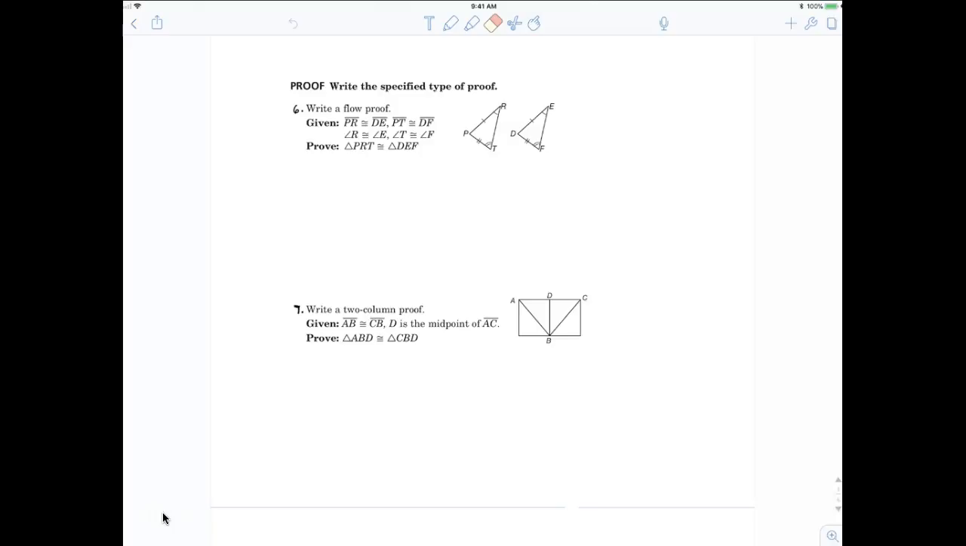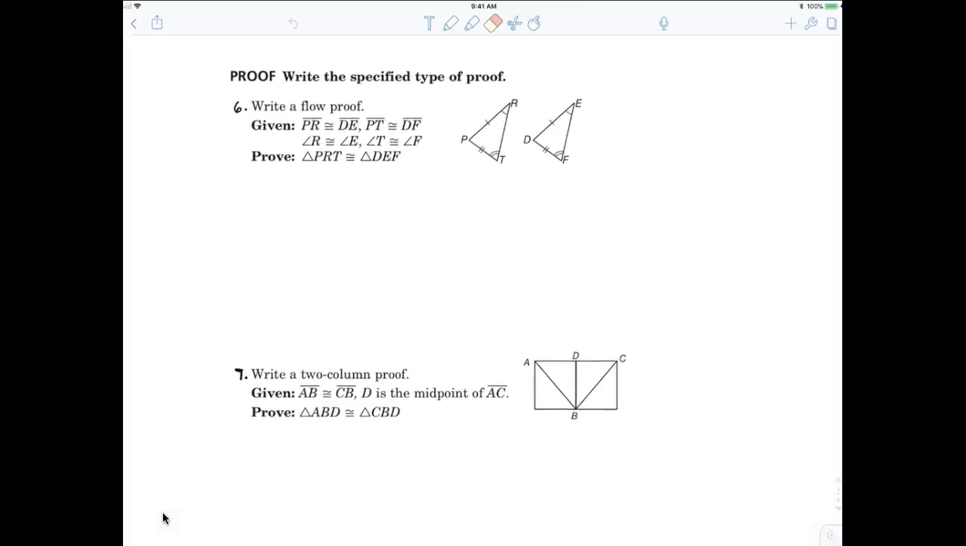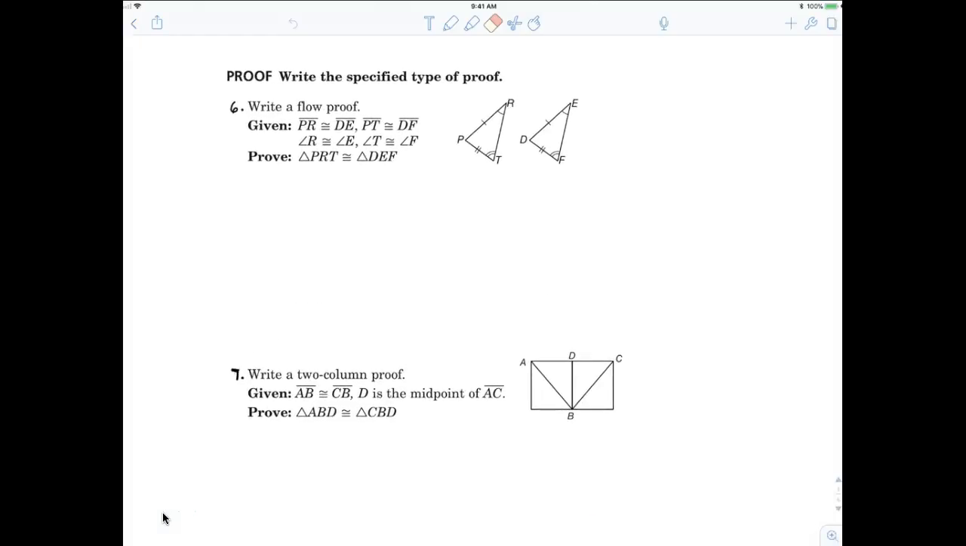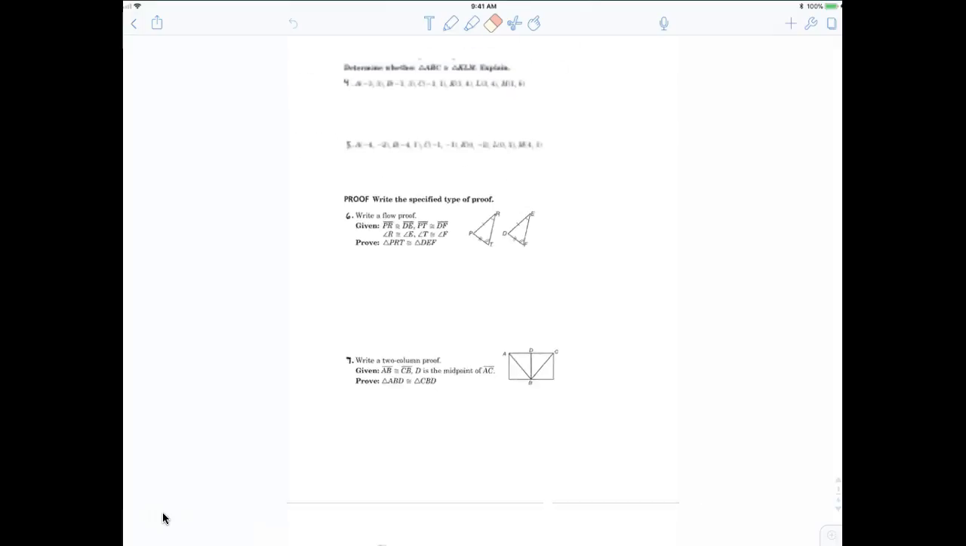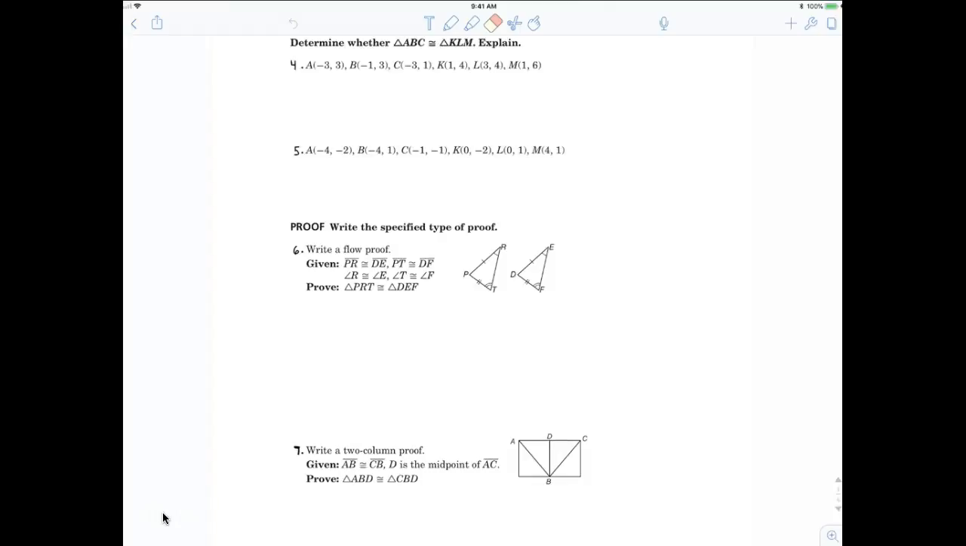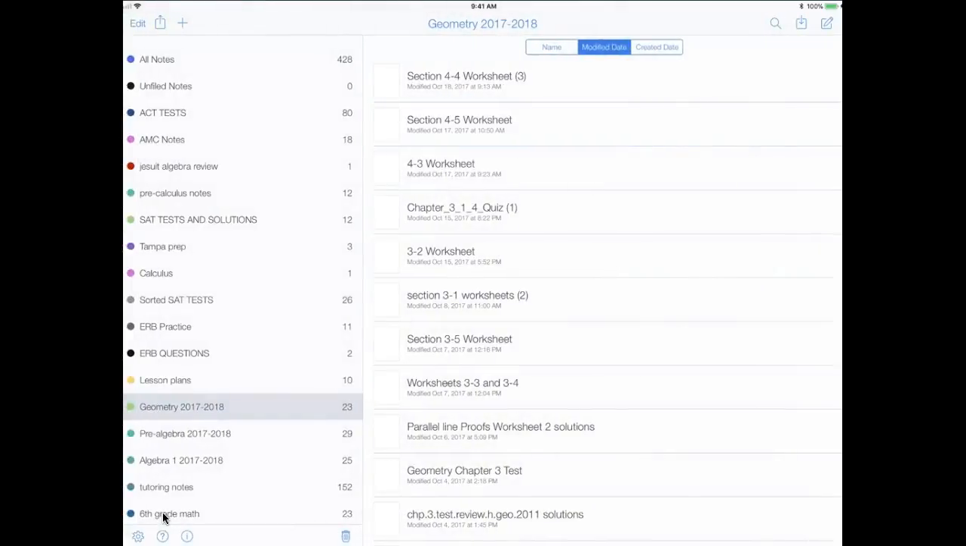Oh, I'm on the wrong one. Is this the wrong one? Is that the right one? Write the specified type of proof. Okay, so we're trying to prove that the triangles are congruent. Did we not learn side, side, side? No, we learned side, side, angle and side, angle, side. This has got to be the wrong worksheet. Is that the wrong worksheet? This is the worksheet. No. 4.4.